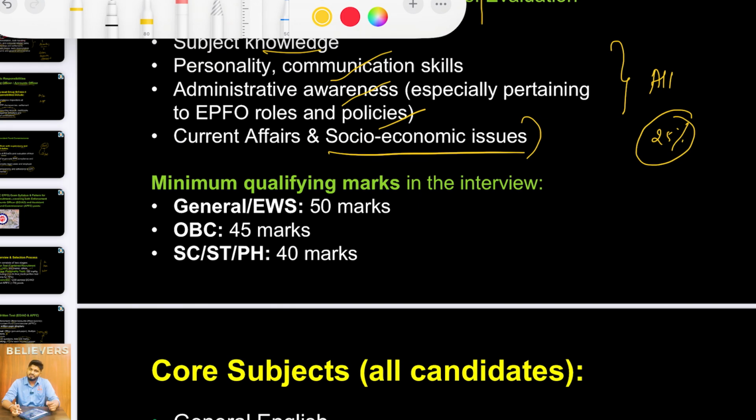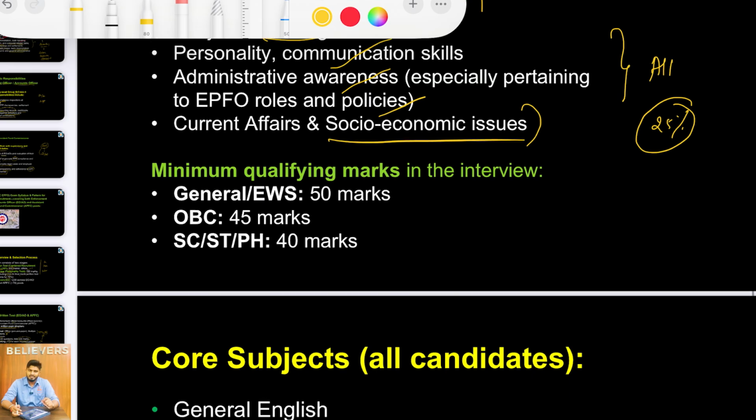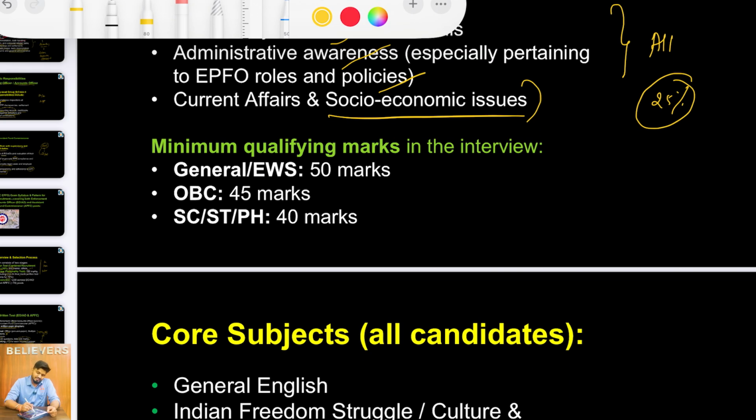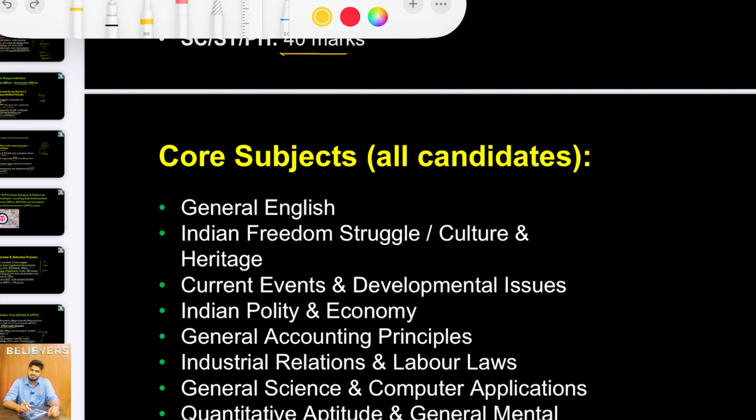Next, minimum qualifying marks are there for the interview. There are no minimum qualifying marks in the written test. It depends on the cutoff. However, there are minimum qualifying marks provided for the interview stage. That is, for General and EWS, it is 50 marks. For OBC, it is 45 marks. And for SC, ST, PH, it is 40 marks. You have to score these marks to be considered in the selection. If you are not able to score these marks, then you will not be considered for selection.